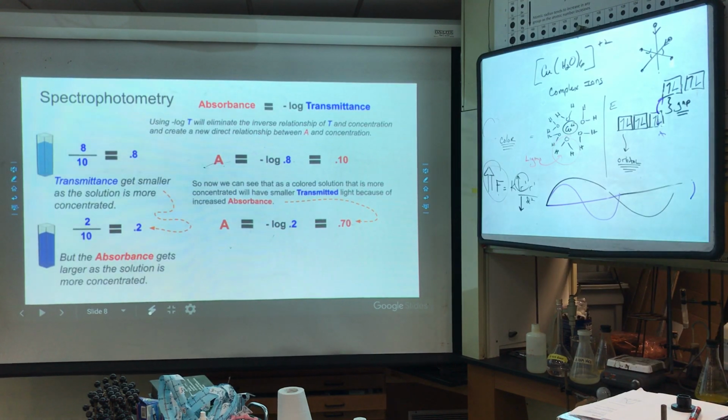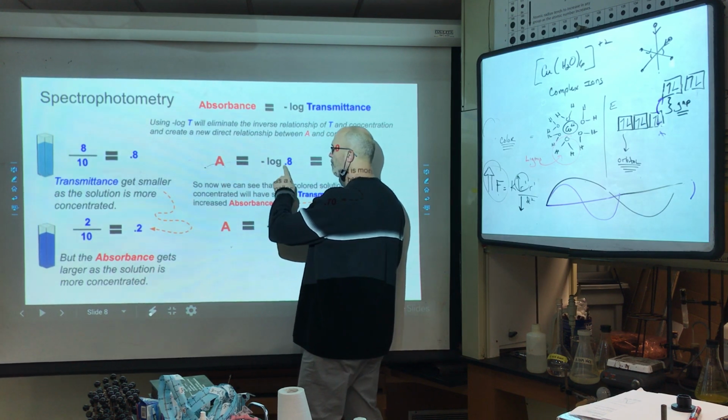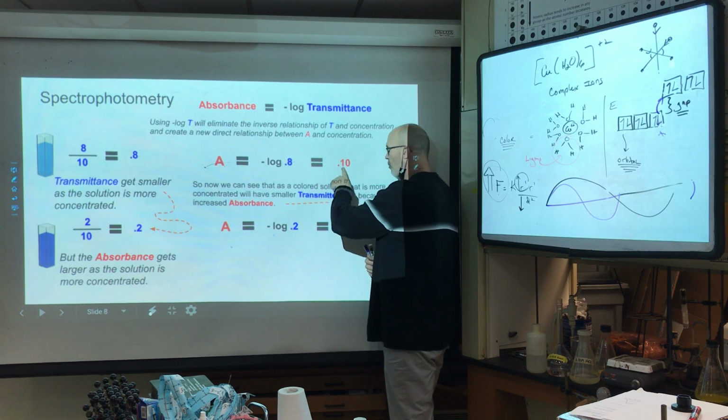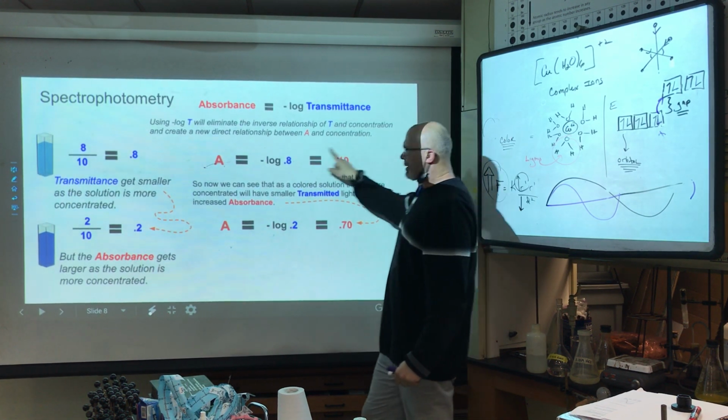All right? So here are our values. And because absorbance is the negative log of 0.8, it becomes 0.1, or 0.10. It doesn't seem like a big change here. But as there's what?